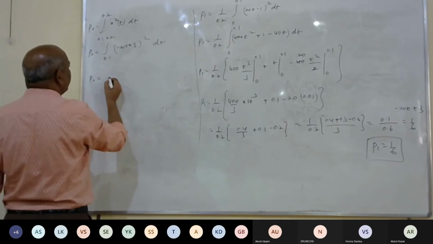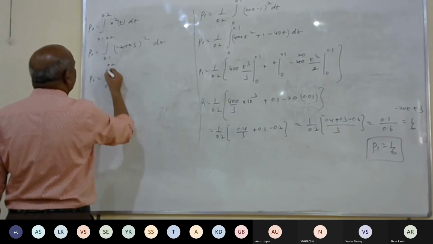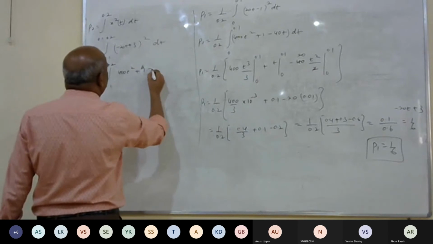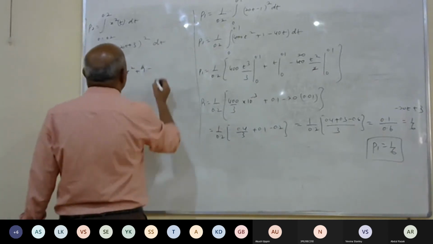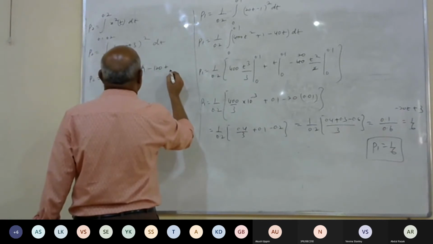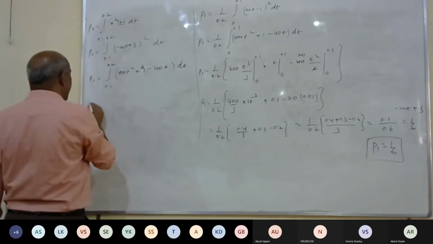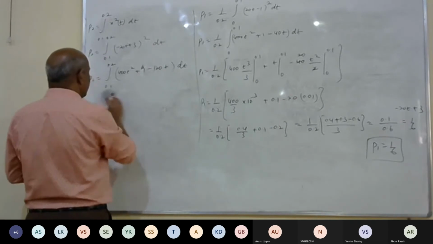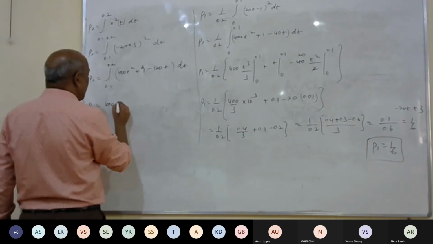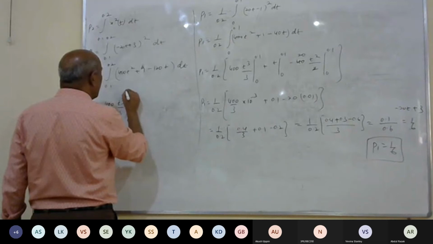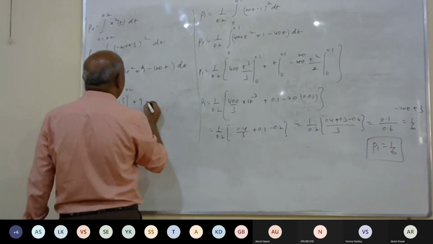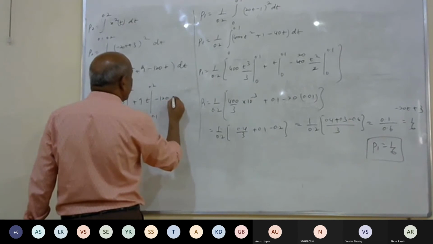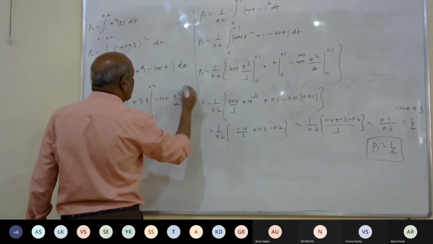That is P2 is equal to integration of 0.1 to 0.2, 400 t square plus 3 3s are 9, minus 120 t into dt. P2 is equal to integration of 0.1 to 0.2: 400 t cube by 3, limits 0.1 to 0.2, plus 9 integration of dt, 0.1 to 0.2, minus 120 t square by 2, 0.1 to 0.2.